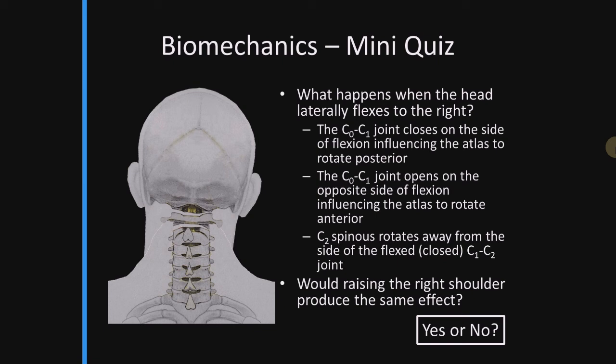So if we were to raise the right shoulder and therefore compress the C1-C2 joint, would that have the same effect on the C2 spinous, making it want to go away from the closed C1-C2 joint? Yes, it would. And this will become important when we look at our table placement influences of patient positioning in preparation for the adjustment.